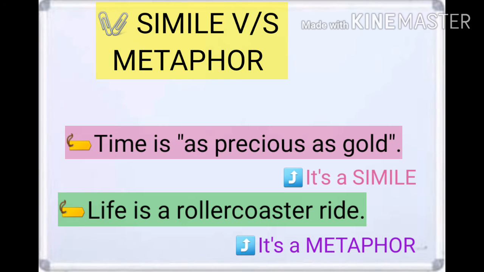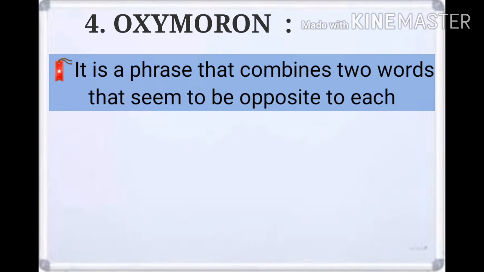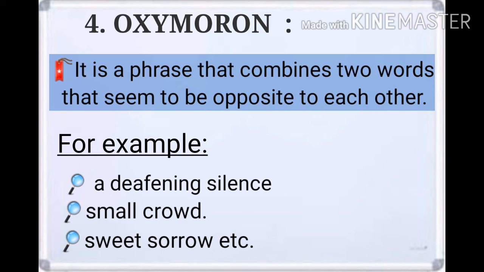So let's take up the fourth type of figures of speech, which is oxymoron. It is a phrase that combines two words that seem to be opposite to each other. You can see it in examples. See the first one, a deafening silence. What comes to your mind by considering the word deafening? If the sound is high, then this word could be used, but the next term is what? Silence, where there is no sound at all. So two opposite words are being used together.